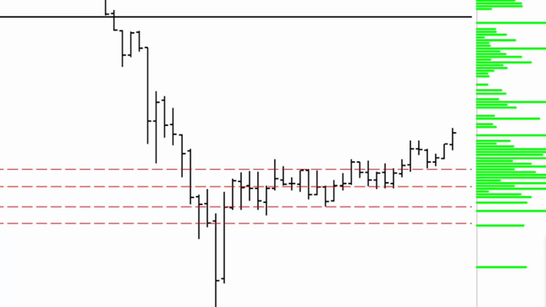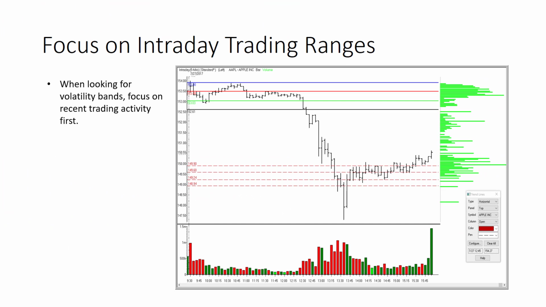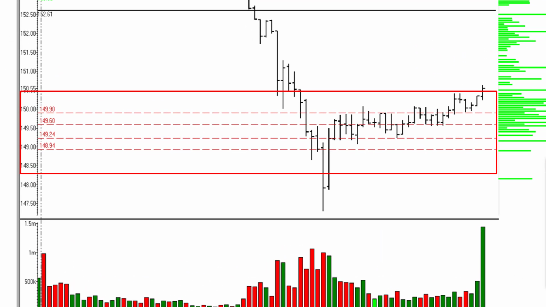My bias on this for the following session, my opening bias, is going to be the short side of the market. So what I'm hoping I'm going to see tomorrow is an open right around one of these lines that travels down through the first set of bands, in this case 149.90 down to 149.60.